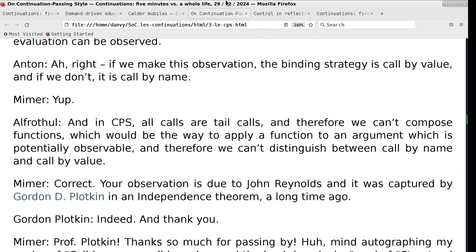And in CPS, all calls are tail calls, and therefore we can't compose functions, which would be the way to apply a function to an argument which is potentially observable. And therefore we can't distinguish between call by name and call by value. Correct. Your observation is due to John Reynolds, and it was captured by Gordon D. Plotkin in an independence theorem a long time ago.